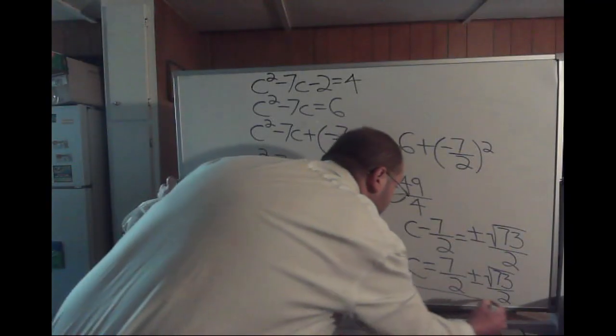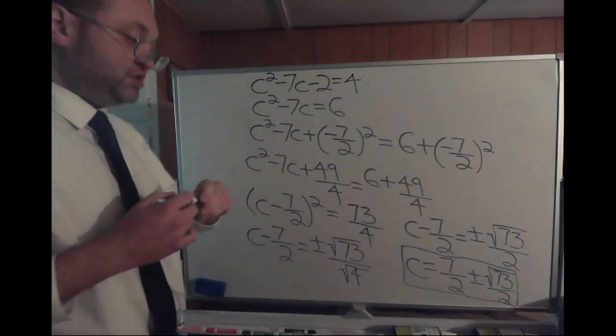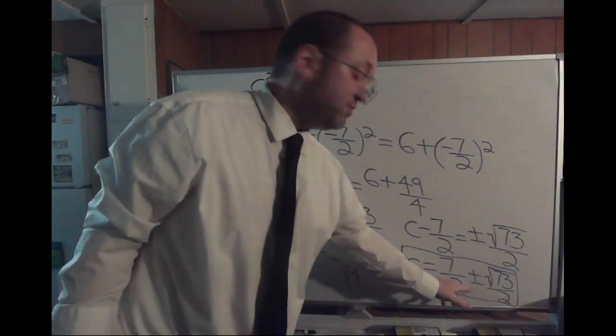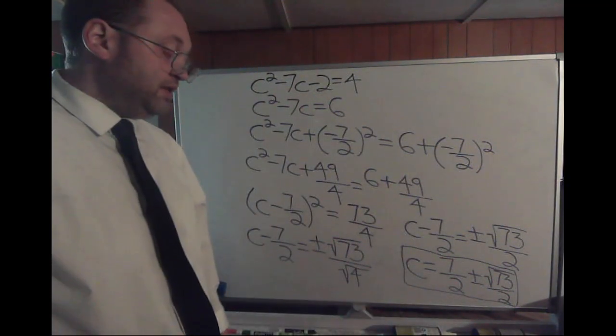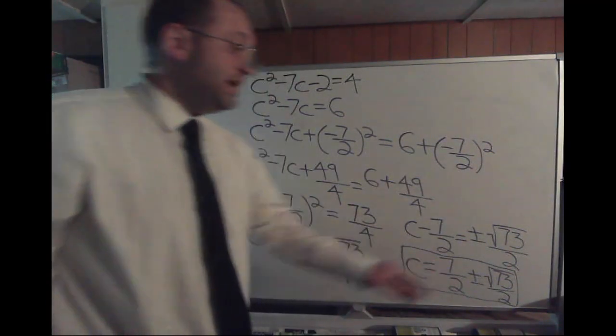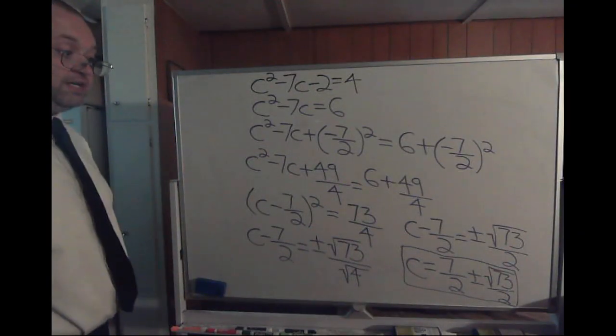And that would be your answer for c. Or if you want to write it with one denominator of 2, you could say c is equal to 7 plus and minus the square root of 73 all over 2. Either way. So that's your hairy answer there. It's not a very fun one, but that's what the answer is.